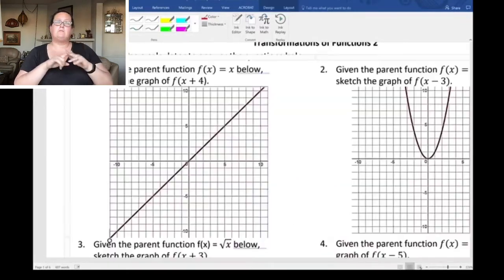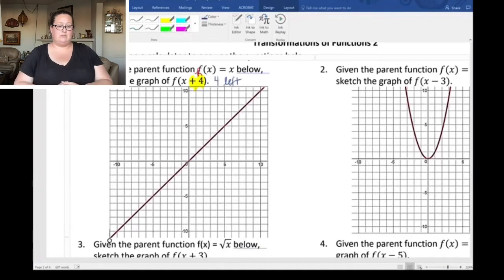Now let's get started. Problem number 1. Given the parent function f of x equals x below, sketch the graph of f of x plus 4. Notice how in this problem the plus 4 is inside of the parentheses. And because it's inside of the parentheses, the 4 is going to be our h value. And remember what I told you about h? H is a hypocrite, so you do the opposite of what you see.